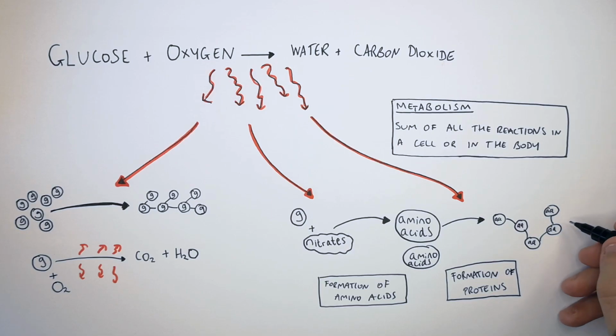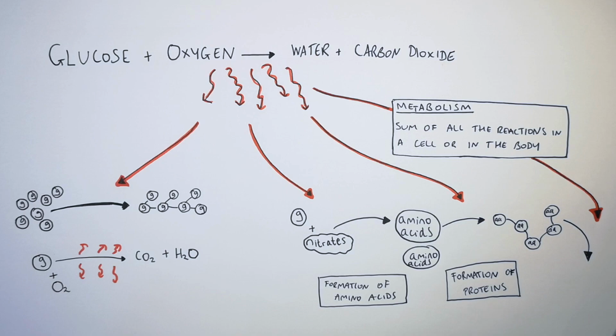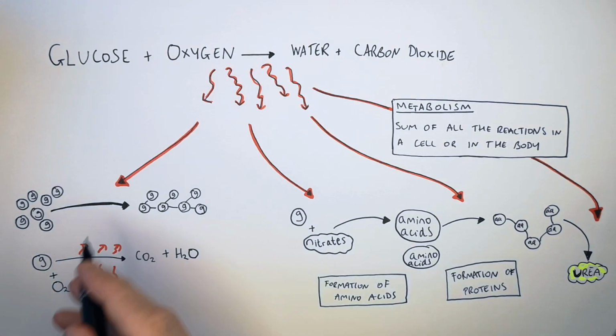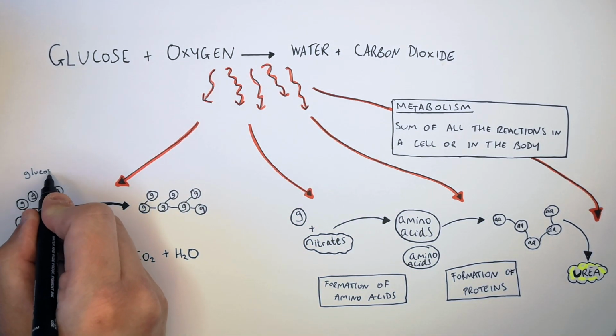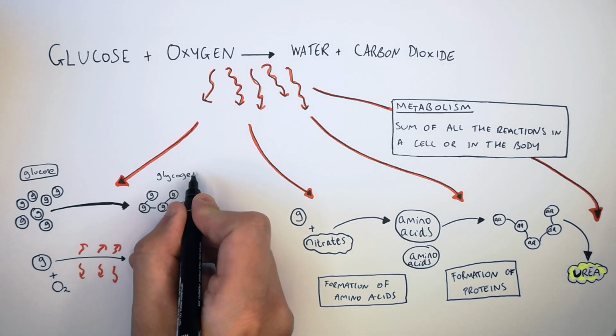Proteins are broken down into urea. Energy released from respiration is required for the breakdown of proteins into urea, which is then excreted as urine from our bodies. So energy released from respiration is used to convert glucose into new larger molecules of glycogen.